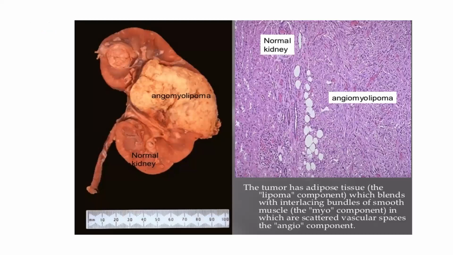This is the angiomyolipoma here. This is our normal kidney. अगर angiomyolipoma होने से ऐसा होता है, ऐसा.